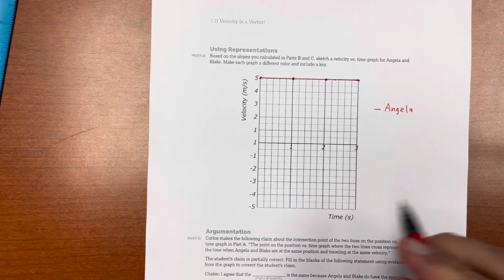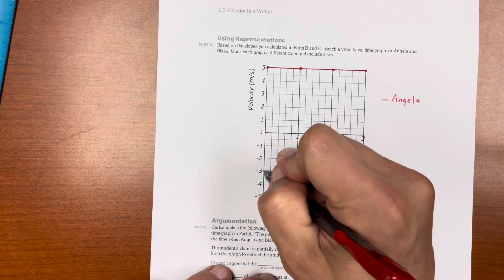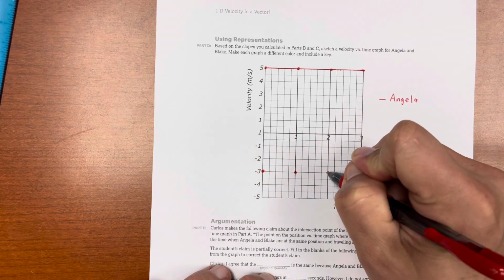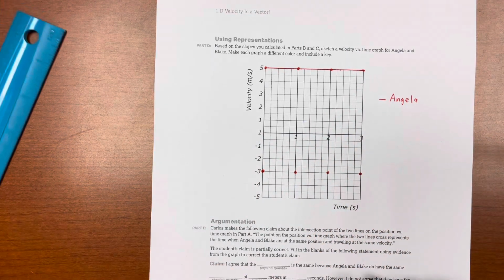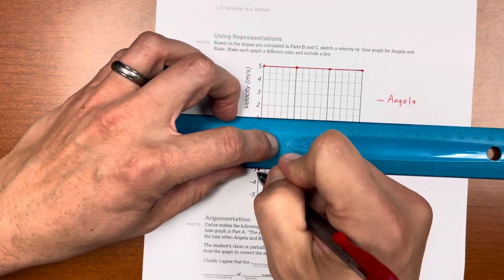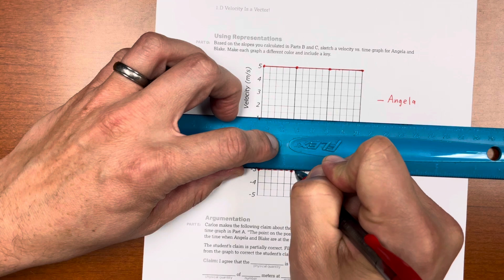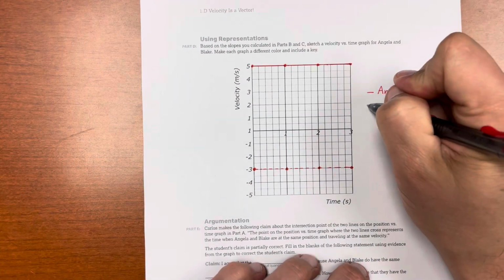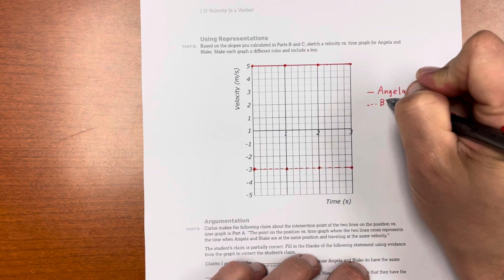For Blake, Blake was moving at -3 meters per second. So he's moving at -3 at 0 seconds, at 1 second, at 2 seconds, and at 3 seconds. He was moving at the same speed, same velocity the whole time. So then we're going to make this into a dashed line, and that dashed line represents Blake.